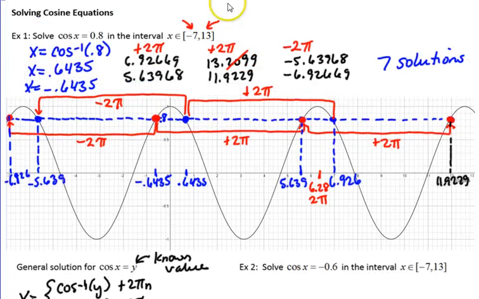Like up here, first of all, I didn't add 2 pi at all. That would be adding 2 pi 0 times. Here I added 2 pi 1 time. That would be n is 1. Then I added 2 pi again, so that would be n is 2. I've added 2 pi 2 times. Here I subtracted 2 pi, so that would be when n is negative 1.